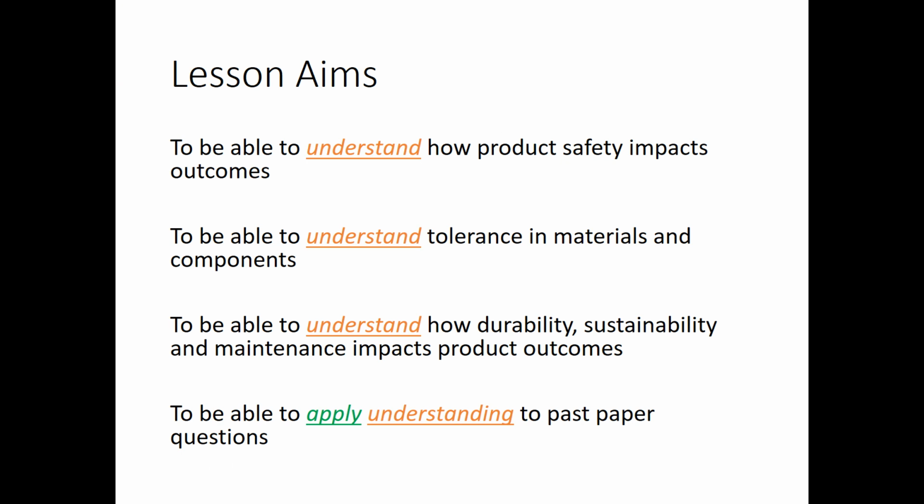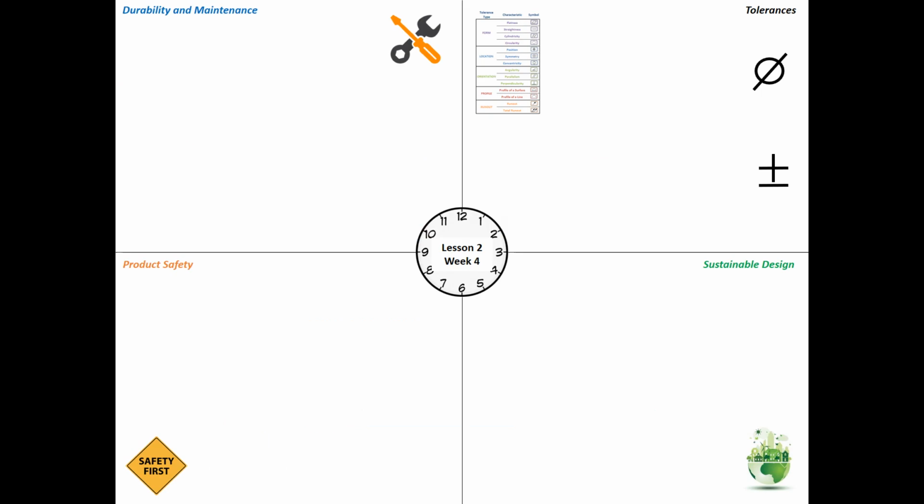So today's aims: understand how product safety impacts outcomes, to be able to understand tolerance in materials and components, to be able to understand how durability, sustainability and maintenance impacts product outcomes, to be able to apply understanding to past paper questions. So what I would like you to do is split your page up into 4 sections. So we've got tolerance, sustainable design, product safety, durability and maintenance. So if you pause it now and then click play when you've done that.